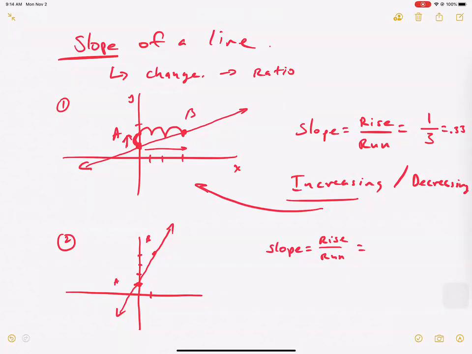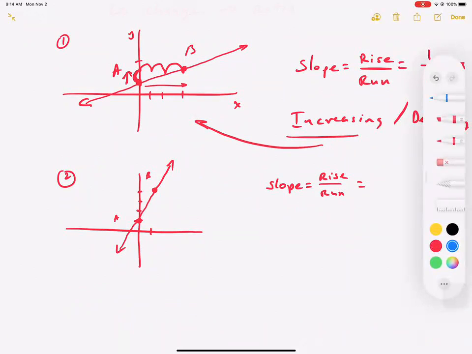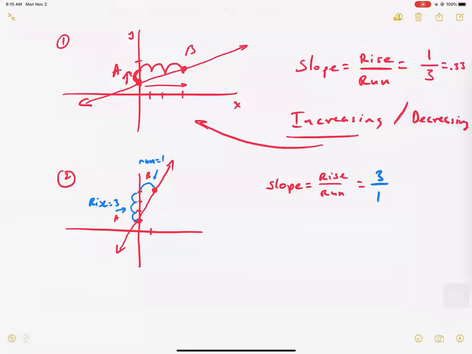Okay, so let's calculate the slope of this one. What's the rise from point A to point B of this graph? Okay, what's the rise? We counted up, rise. How much space is up? I have to go space 1, 2, 3 spaces up, and my run is 1. So my rise equals 3, and my run equals 1. And that's what we're going to write here, 3 over 1. If we reduce this, 3 over 1 is 3.